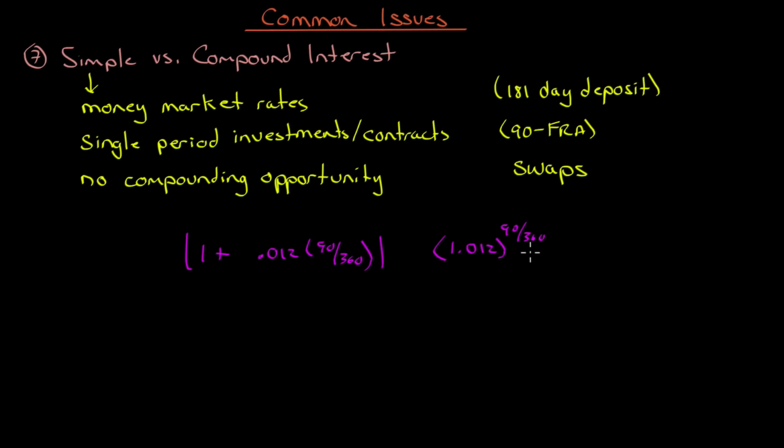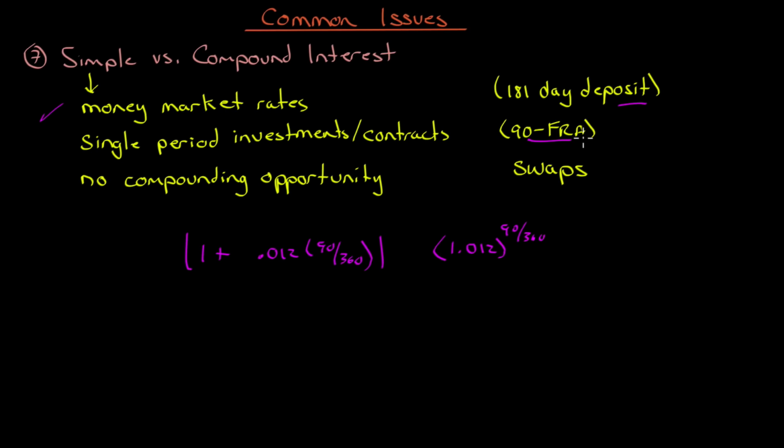Money market rates, simple interest only. So let's say that we have a 181-day deposit. Well, that's simple interest. Why? Because it's only for a period of time and that's it. There is no compounding opportunity. It is only for that period of time. Single period investments or single period contracts, a 90-day FRA. There is no compounding during that period of time. It starts and it ends and that's it.